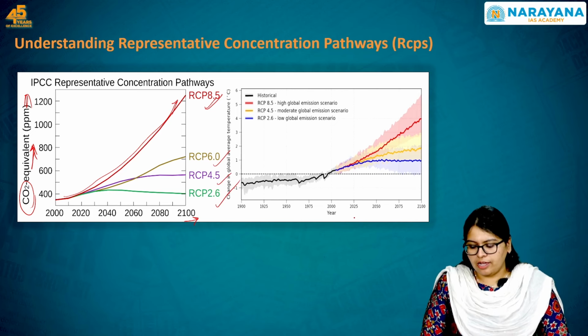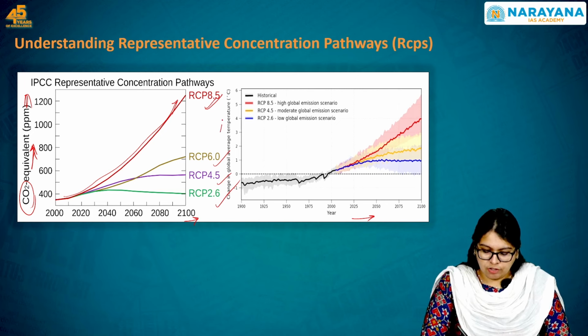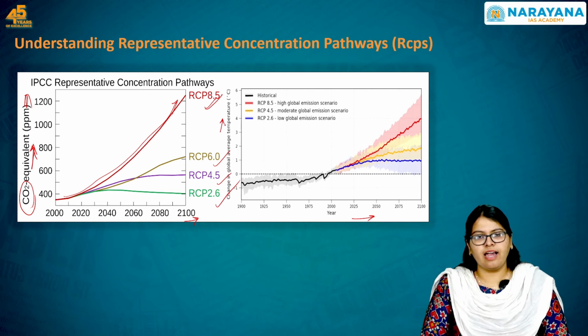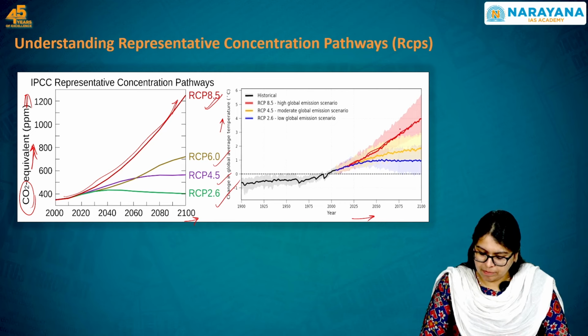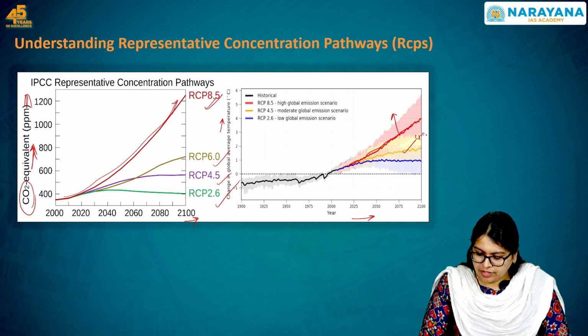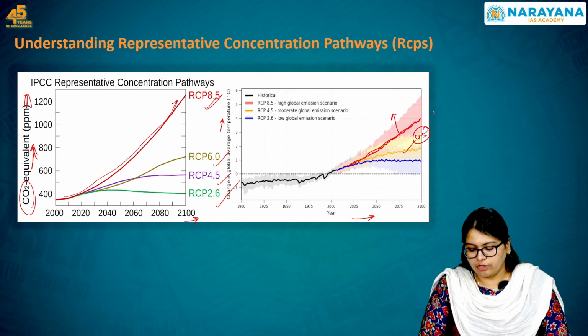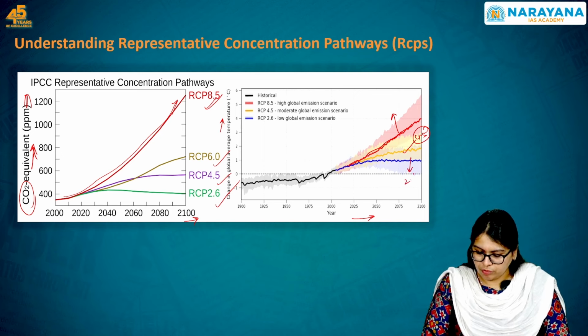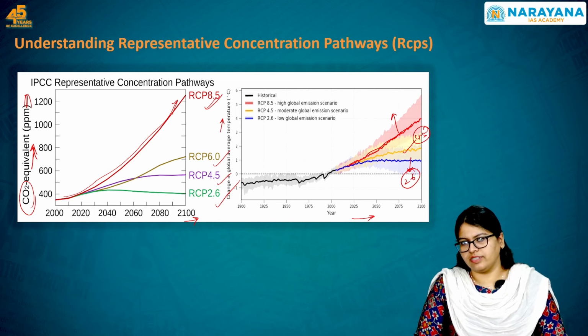Along the x-axis you have the year, and on the y-axis you have the change in the average global temperature. The red line represents RCP 8.5, which is a scenario of high global emissions. Similarly, RCP 4.5 is represented here, which is moderate global emissions, as well as RCP 2.6, which is a low global emission scenario.